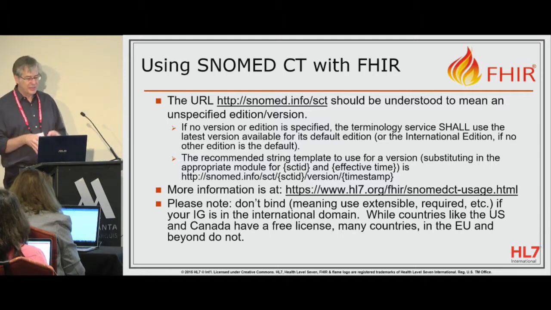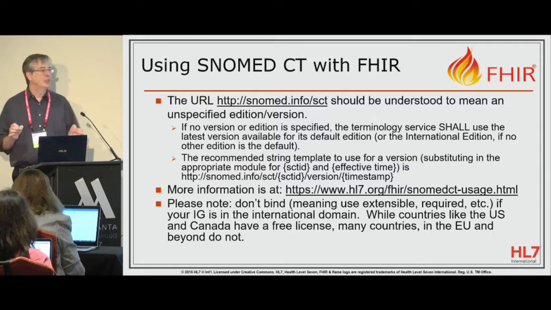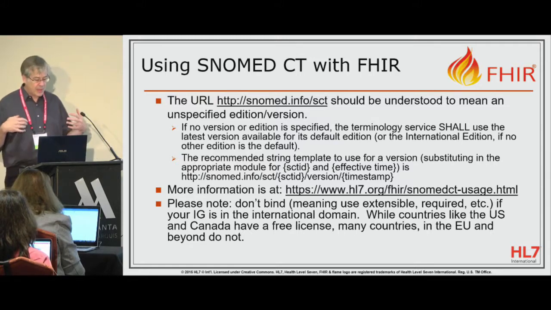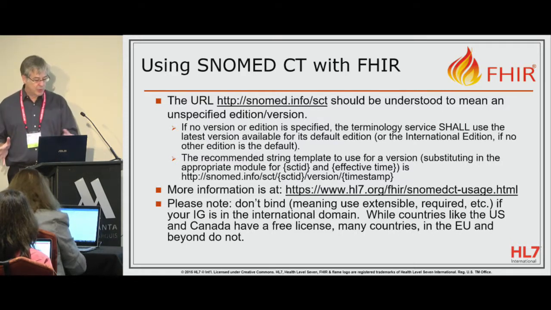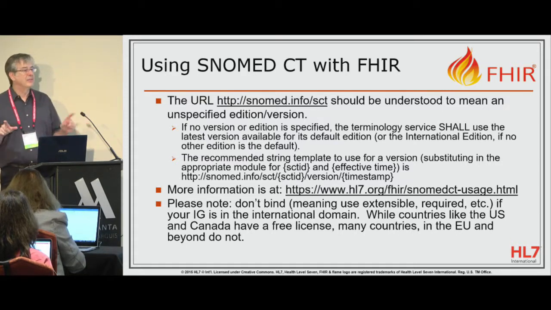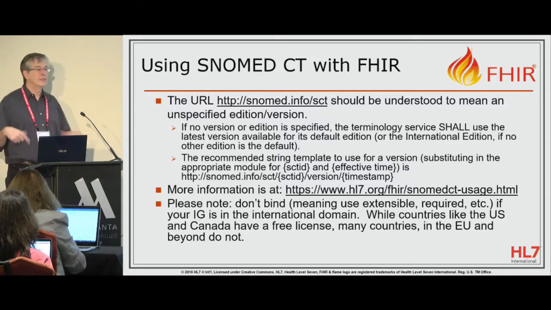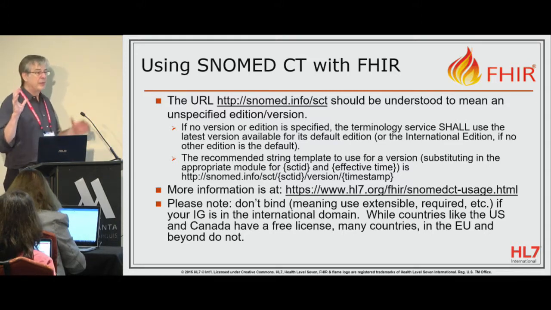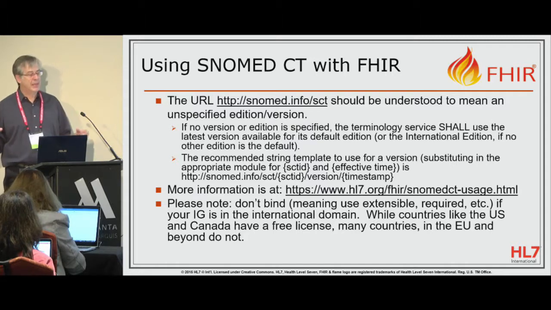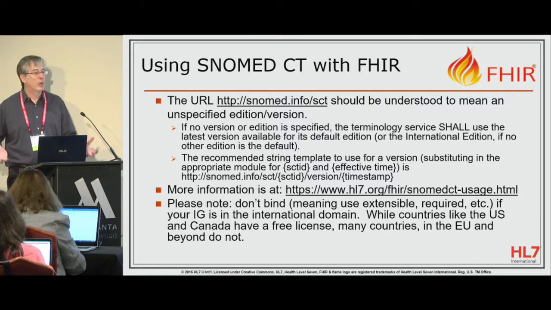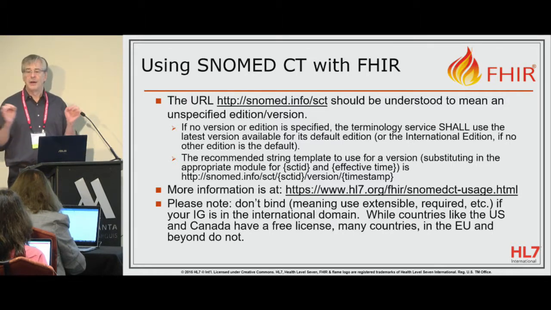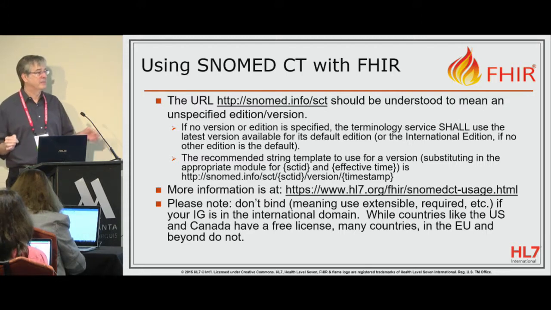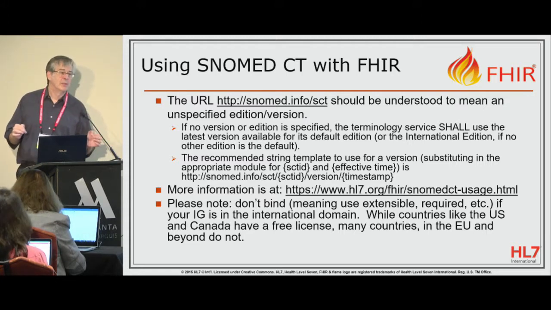The recommended string template to use for a specific version you want, okay, substituting the appropriate module for SCT ID and effective time, is SNOMED info SCT with the SCT version, so the subset you want. So if it's the Australian version or whatnot, then version and the timestamp. So 2017, 02, however it works. Okay, you end up with a fairly long one, but that lets you specify the exact version of SNOMED you want to use in your system. Clear as mud?